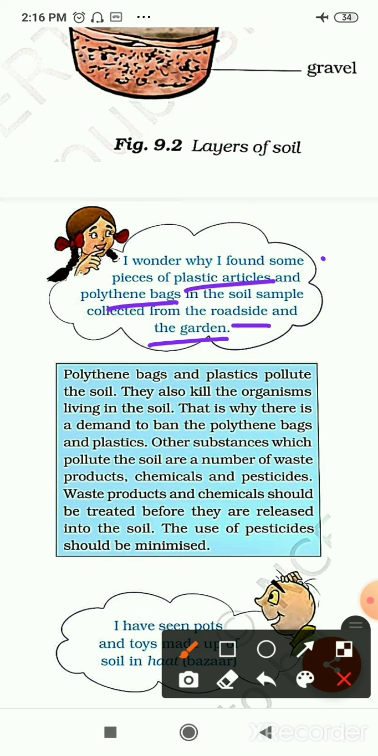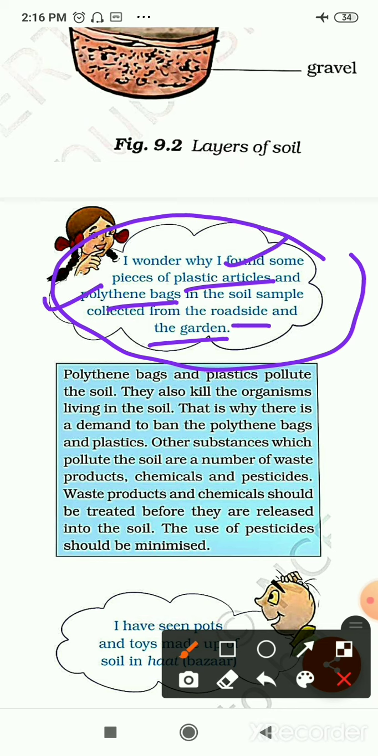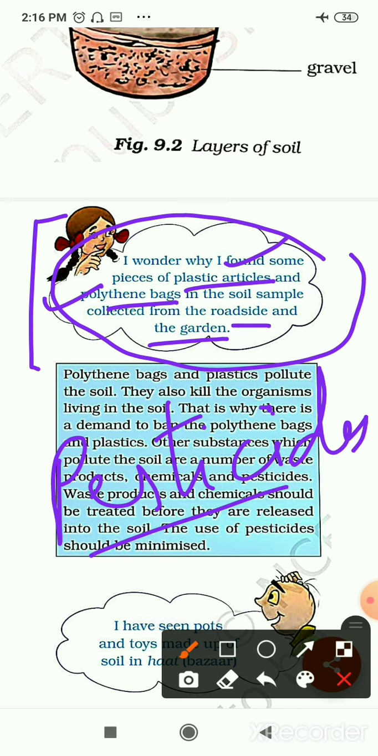Contamination of soil by the presence of man-made chemicals, other non-desirable substances such as polythene bags, plastic articles, and other things, this is called soil pollution. So we can say that soil is polluted. Excessive use of pesticides. You know pesticide, what is a pesticide? Pesticides are the chemicals which are used to kill pests. Insecticides and fertilizers, if we use too much in the soil, then also the soil becomes polluted, right?